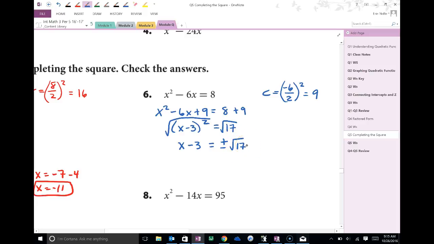Now what's my last step? Add the 3 over. So when I add 3, watch how I write this. I'm going to write the real number first and the radical last. So notice this says 3 plus or minus the square root of 17, adding and subtracting in between. Don't move that in the front. You'd be surprised how many people will do that, and it's like, you got that far and then you did that?